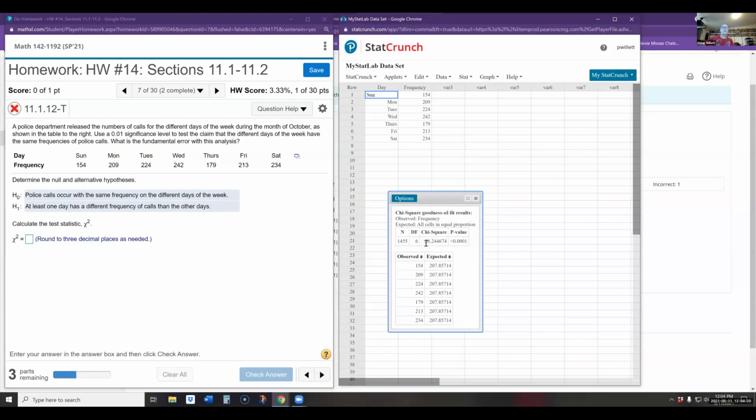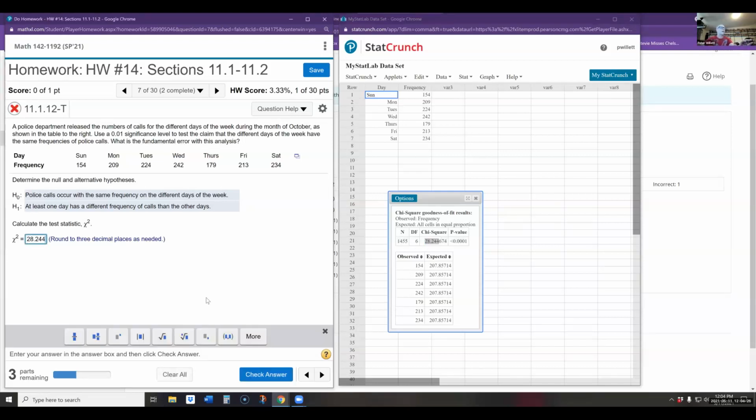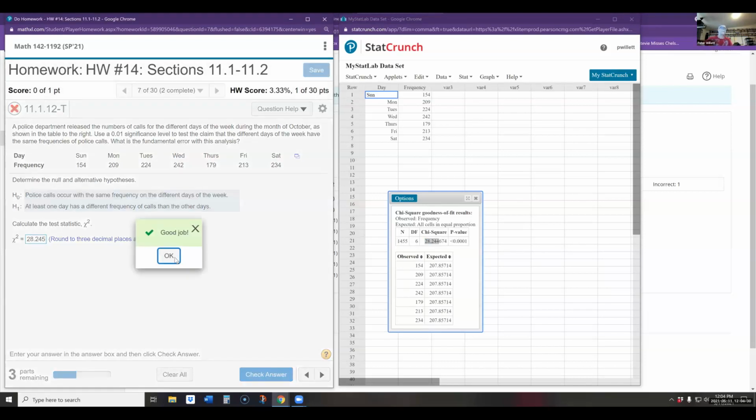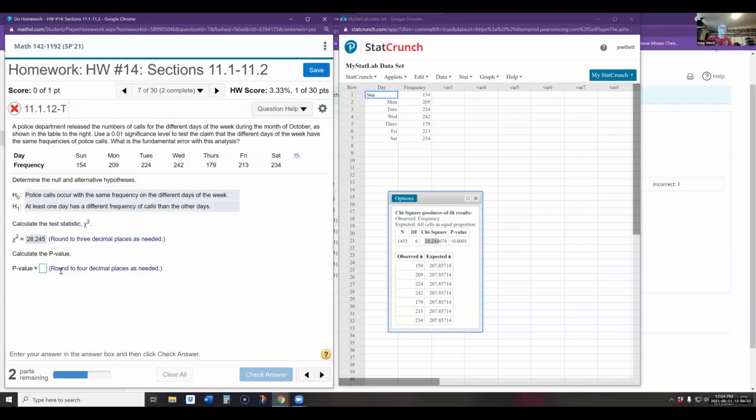All right, so first they want the test statistic, which is the chi-square value, to 3 decimal places, which means I have to round up that ending 4 to a 5. Then the p-value, let's just try putting in a 0 because it says less than 1 in the 4th decimal place.